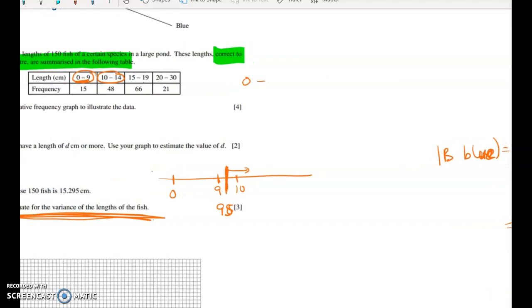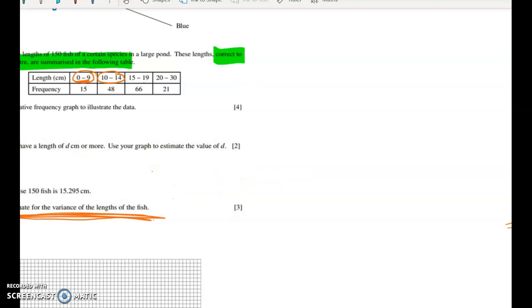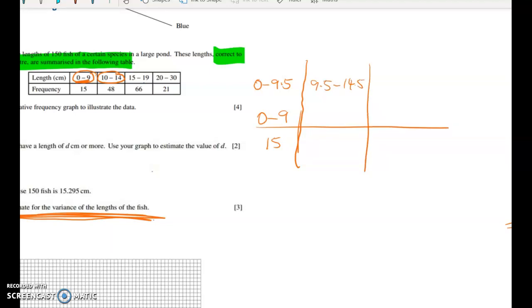So let's do a new table, because when we go to do the cumulative frequency graph, it's going to help enormously if we've got the class boundaries right. So the 0 to 9 is actually from 0 to 9.5, and that's got 15 fish. The next one has got fish between 9.5 and 14.5 centimetres in it, and there are 48 fish in there. The next one goes from 14.5 up to 19.5, and there are 66 fish, and the last one goes from 19.5 up to 30.5, and there are 21 fish in there.